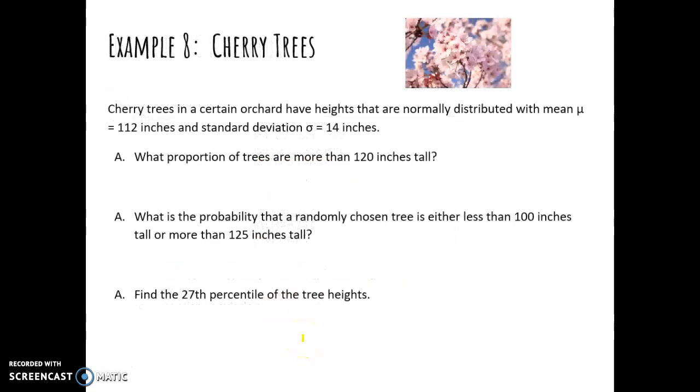So let's look at this example. Cherry trees in a certain orchard have heights that are normally distributed with a mean of 112 and a standard deviation of 14. What proportion of trees are more than 120? So this is the normal CDF problem. Pause the video and go ahead and do the first 2 pieces, this one and this one.